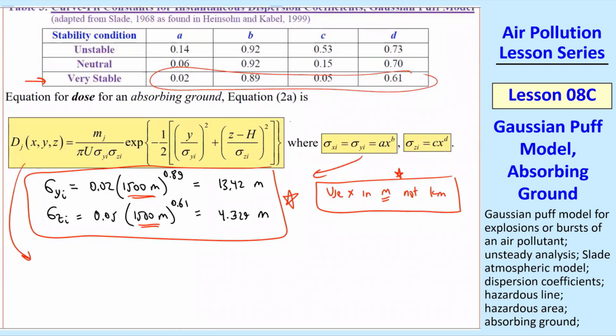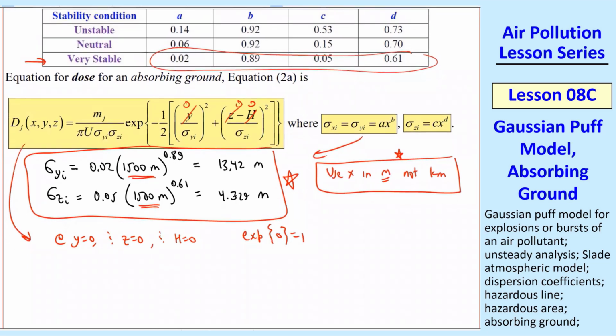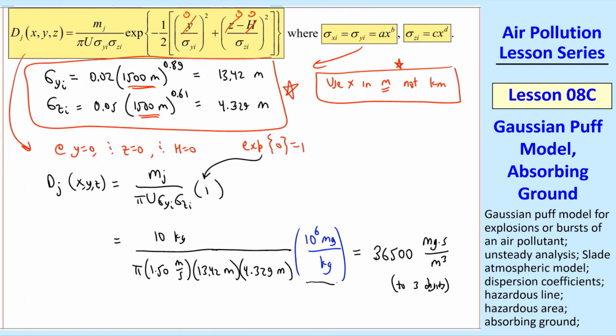In our particular case, we have Y equals 0 and Z equals 0, ground level, and H equals 0. The tank was on the ground. So this is 0, this is 0, this is 0. So this whole thing, we have this exp of 0, so that's equal to 1. And so this whole expression becomes, for our particular case, D_J is just all the constants in front. So I plugged in all our numbers and used a unit conversion here. And so we get our final answer to 3 digits as 36,500 milligrams second per meter cubed. This is the dose that's received or encountered by the worker at this particular location.